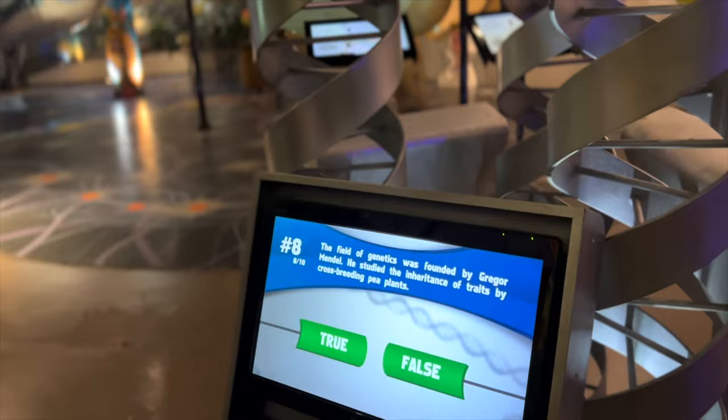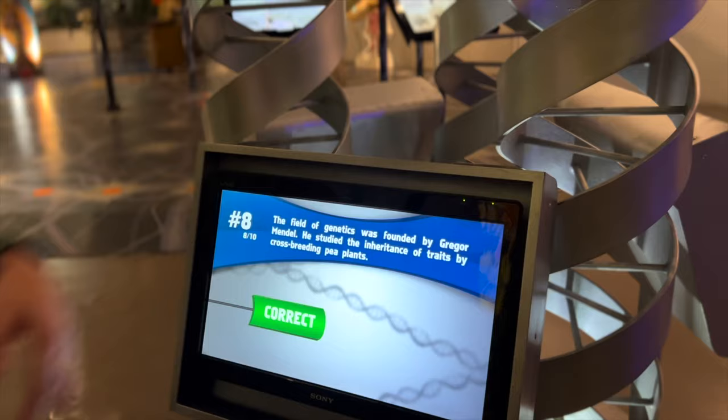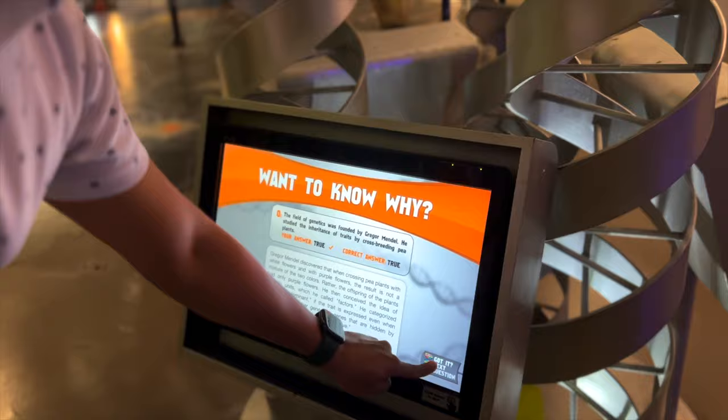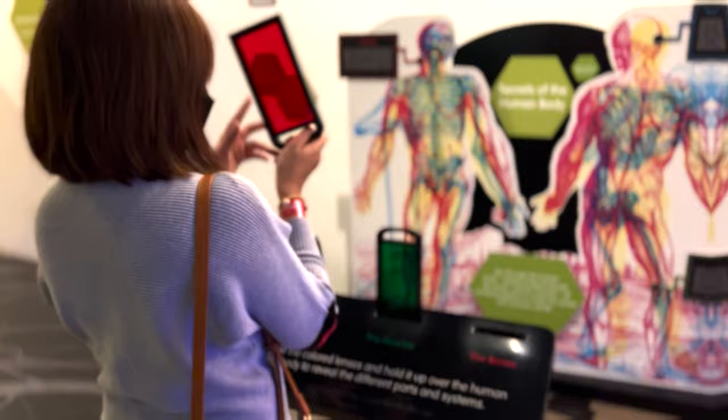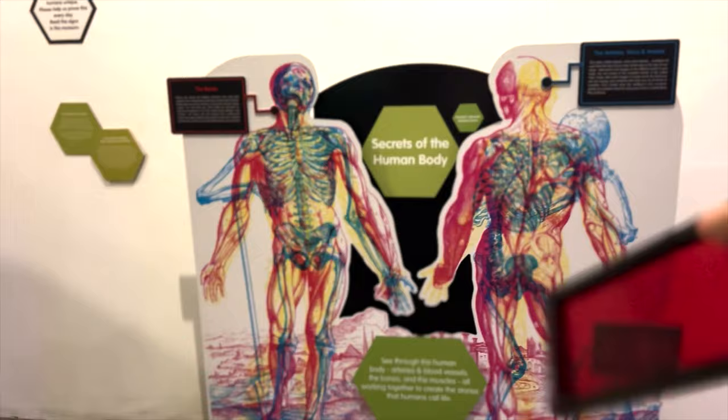Gregor Mendel? Wait. Genetics, true yan. Si Gregor Mendel, father of modern genetics. You want to see the bones here? You will check using this. There's the bones.